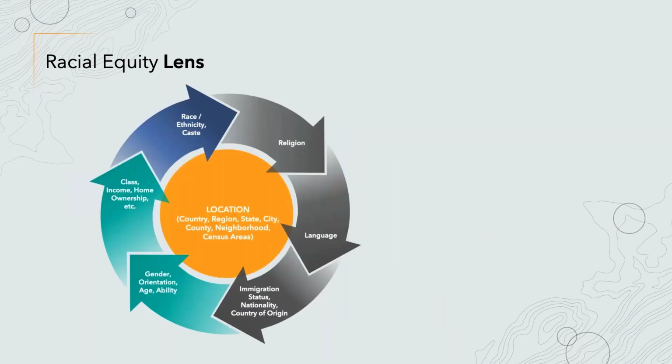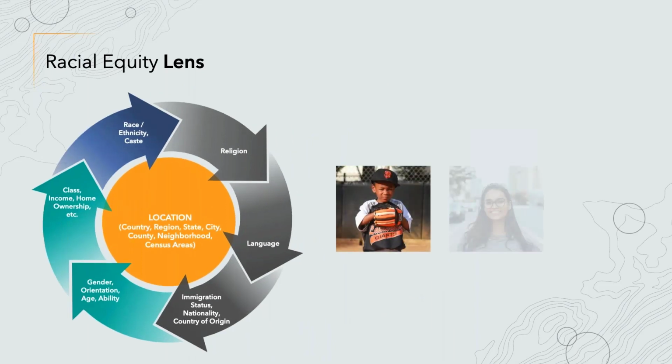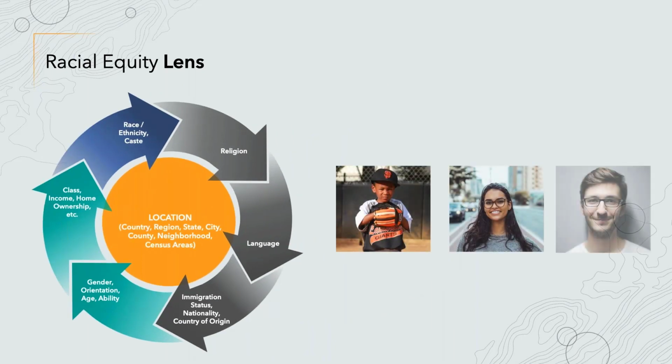So equity work is rarely about race alone. Racialized identities consist of all of these factors. So an organization trying to identify and address disparities in, say, asthma rates might explore population groups like Black boys between 6 and 10 living in median income communities, Latinas in their 20s living in high income communities, or white men in their early 30s living in low income communities.